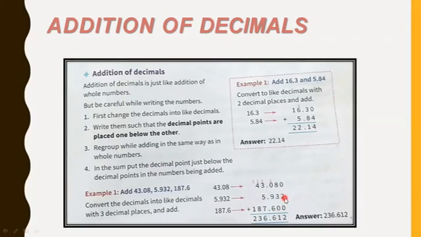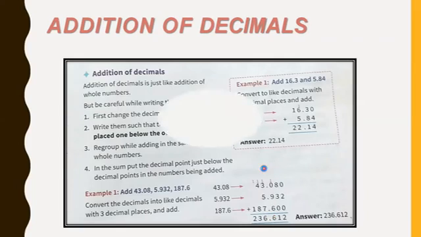0 plus 2, 2. 2 plus 0, 2. Next 0 plus 3, 3. 3 plus 8, 11. Next 9 plus 1, 10, 10 plus 6, 16. Next 7 plus 5, 12, 12 plus 3, 15, 15 plus 1, 16. Now 8 plus 4, 12, 12 plus 1, 13, 1 plus 1, 2. So you will get the answer as 236.612. Where the point is there, exactly you can keep the point. So in the normal way only you can add. So this is the addition of decimals.